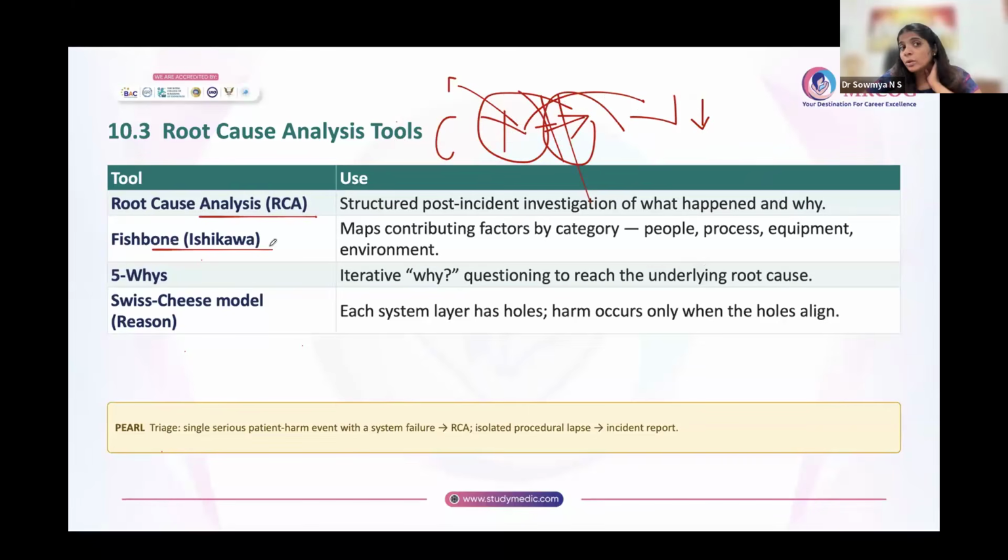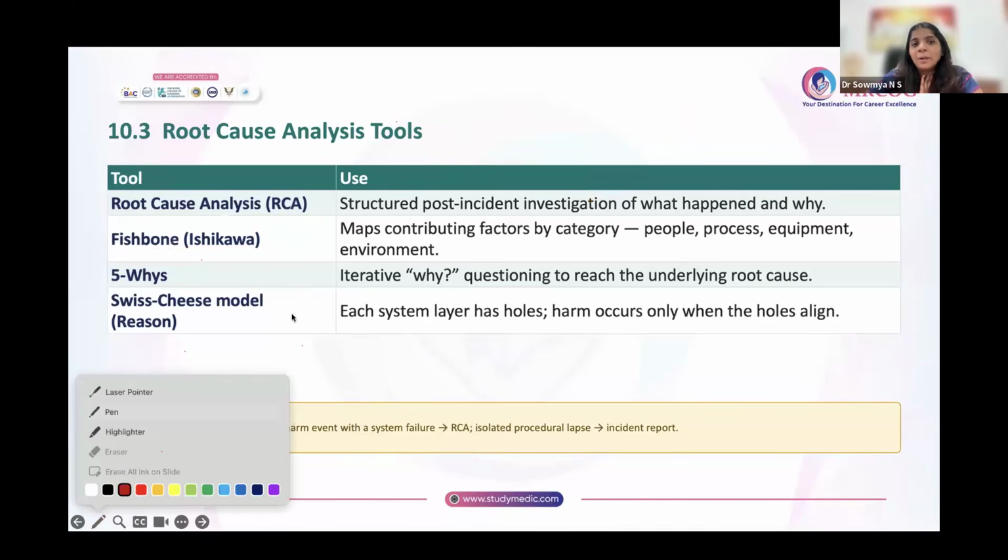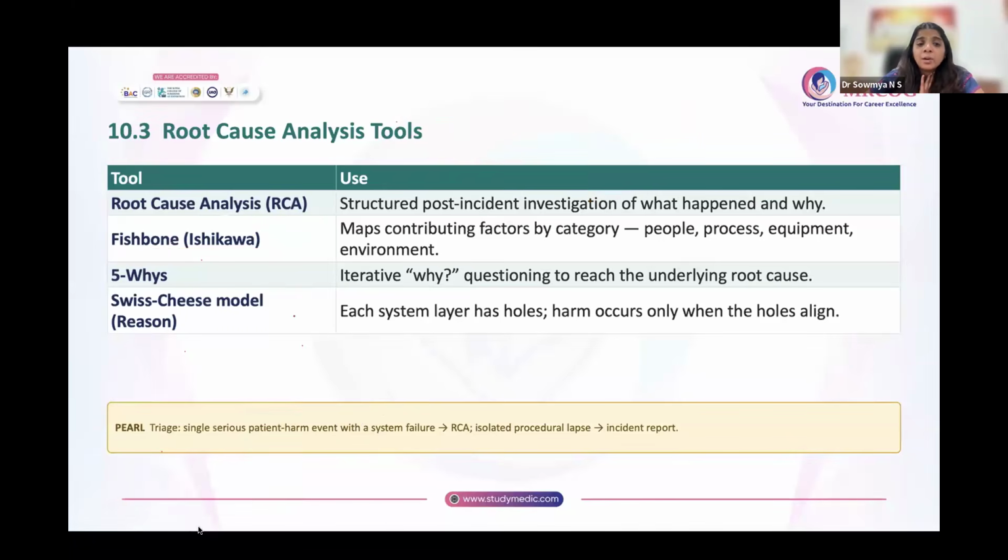How do you do the root cause analysis? It is fishbone analysis, where you consider all the factors, which is there in my next image. I'll show you. And of course, you will ask 5 whys without the blame culture. And the Swiss cheese model is where multiple errors line up through a single hole, that is when the adverse event happens.